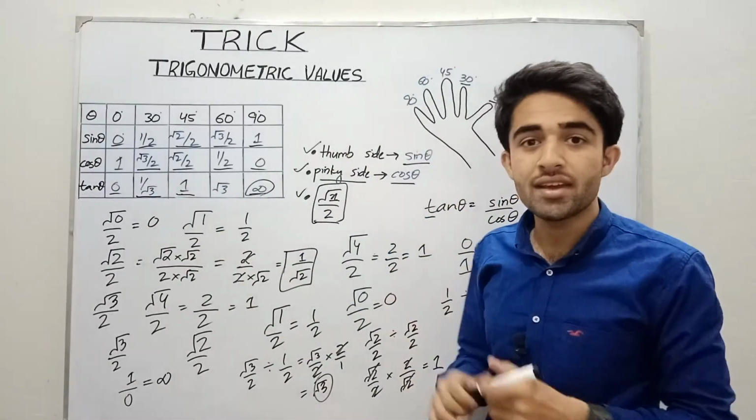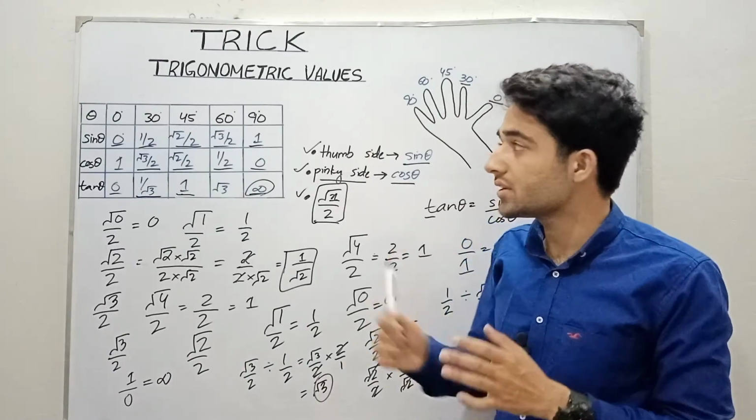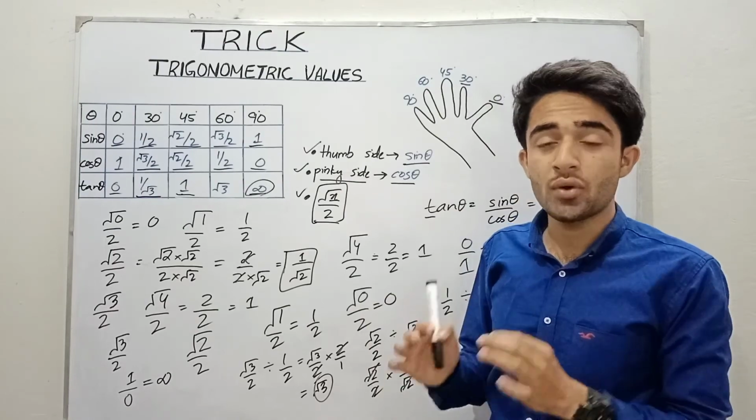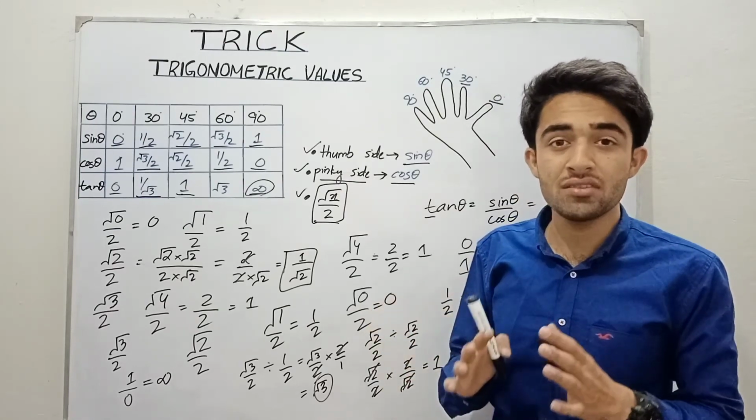Okay, this is the very useful trick to remember all the trigonometric values from the angle 0 to 90 degree. Hope you have understood this trick very well.